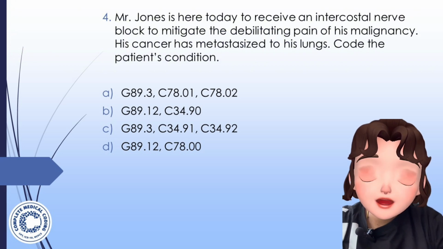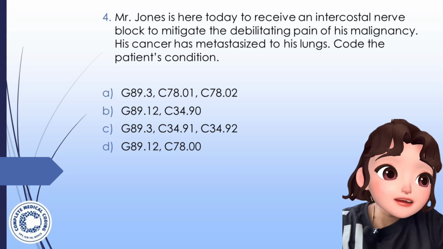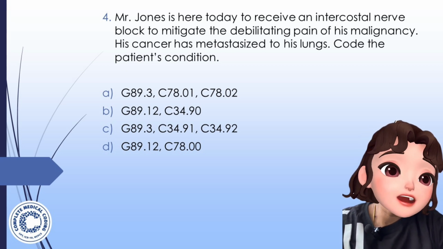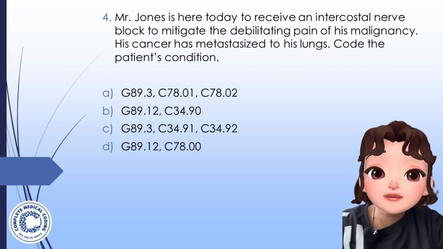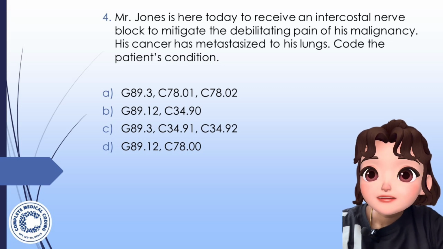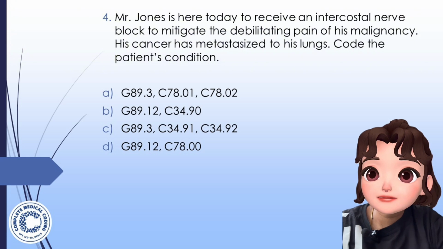Let's check one by one. What is G89.3? G89.3 represents neoplasm related pain. Yes, this is neoplasm related pain, right? Acute and chronic, it can be acute or it can be chronic. It's mentioned in the description. So this is neoplasm only related pain.